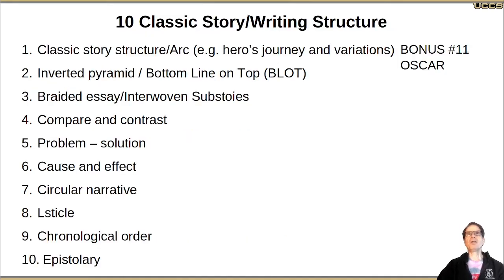So we're going to look at 10 or 11 classic story writing structures. The first is what is often called the classic story structure, the classic arc, the hero's journey, and there's a whole bunch of variations of that. And I'll have a bonus, which I call Oscar, which is actually just a variation on this, but it's the one I teach in my graduate classes. Then we'll look at some more specialized ones: the inverted pyramid or bottom line on top, braided stories, interwoven stories, compare and contrast style, problem solution, cause and effect, circular narrative, the listicle, the chronological order, and epistolary.